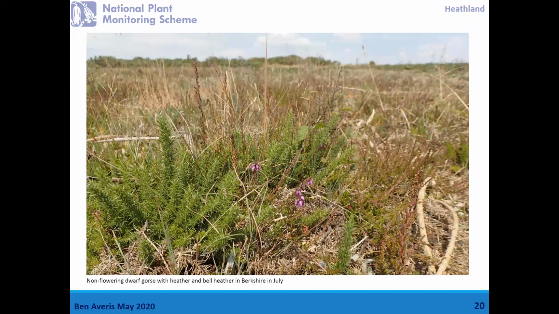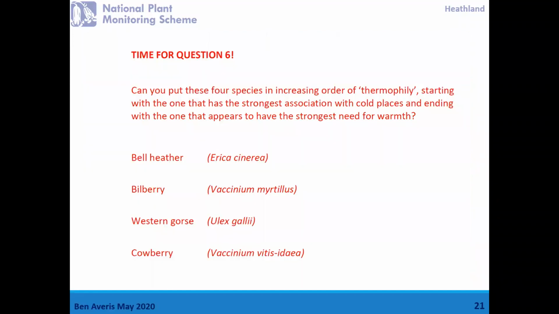So that's a quick whiz through some of those more southern heaths. And the next page has questions again. We're asking, how would you put these in an order of thermophily, as in which are liking it warm or being able to take it cold, the most cold tolerant or the most warmth demanding: bell heather, bilberry, western gorse, and cowberry.